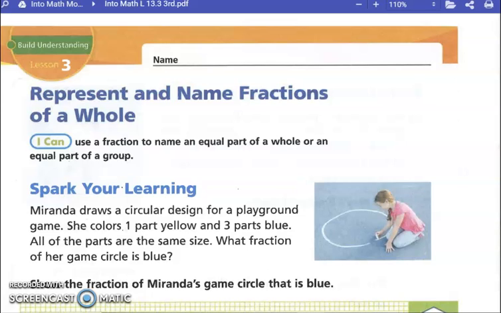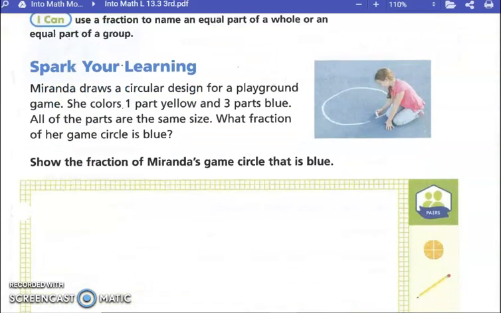Represent and name fractions of a whole. I can use a fraction to name an equal part of a whole or an equal part of a group. So it doesn't sound a lot different than what we've been doing.